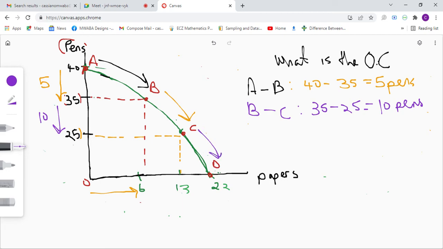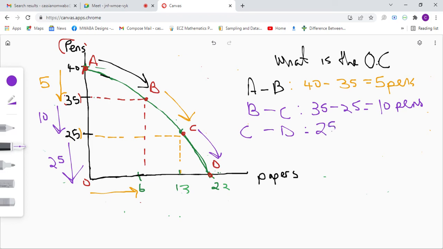All right, now from point C to point D, we're going to have to give up 25 pens. So we're going to say C to D. 25 minus 0, that's 25 pens.